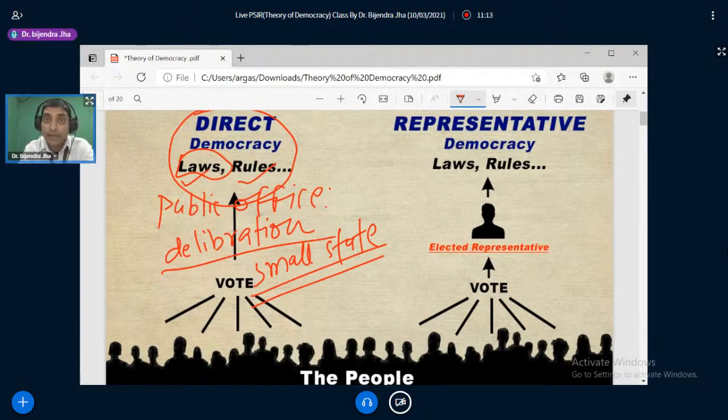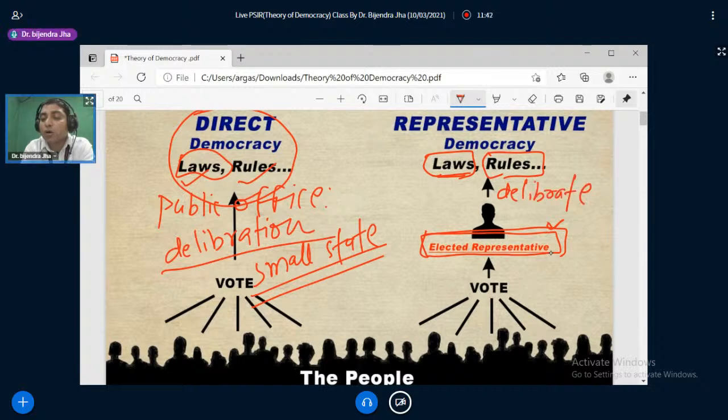But when demography is too big, then what is the mechanism? People vote and elect representatives, and these representatives now take participation on behalf of the people, and they make laws, they make rules, they deliberate, right? They also take offices like finance minister, railway minister, and so on and so forth. Okay, so representative democracy is a form of democracy where the leaders, the representatives, are elected by the people, right, through universal adult franchise.